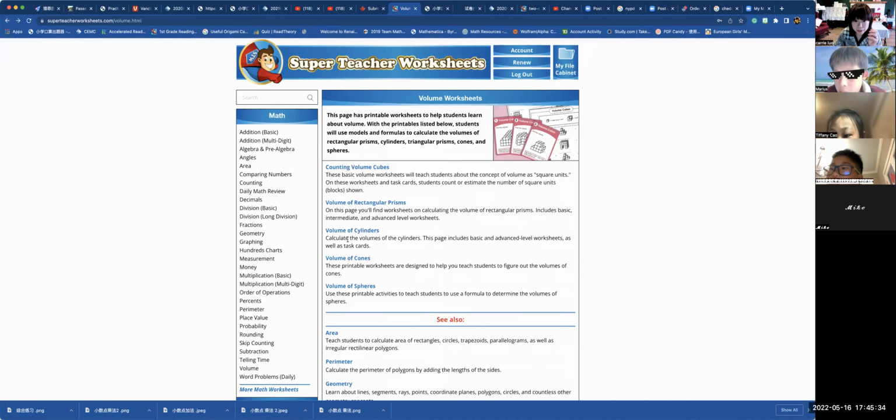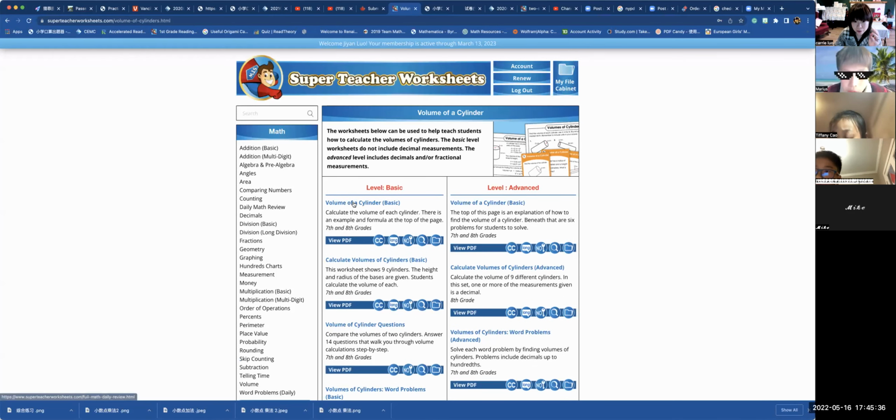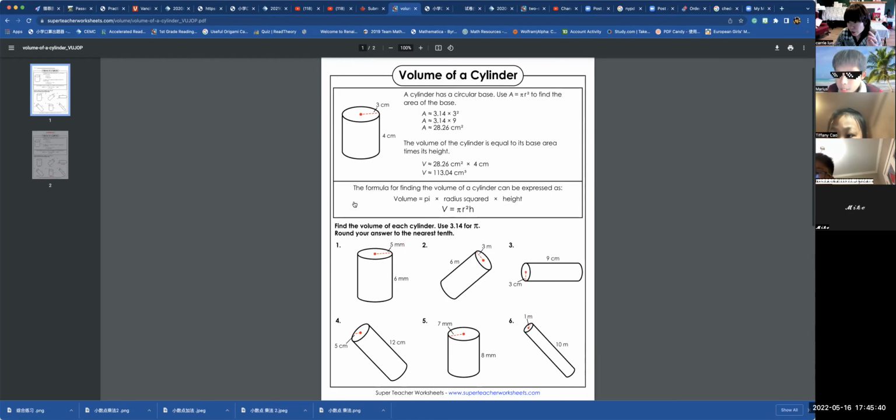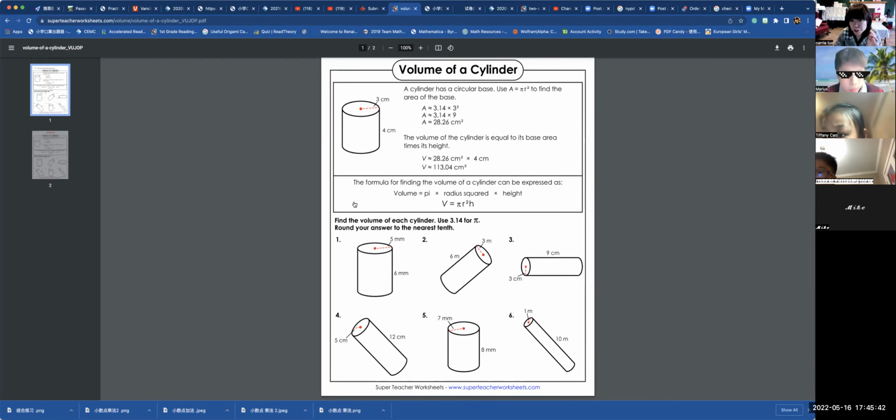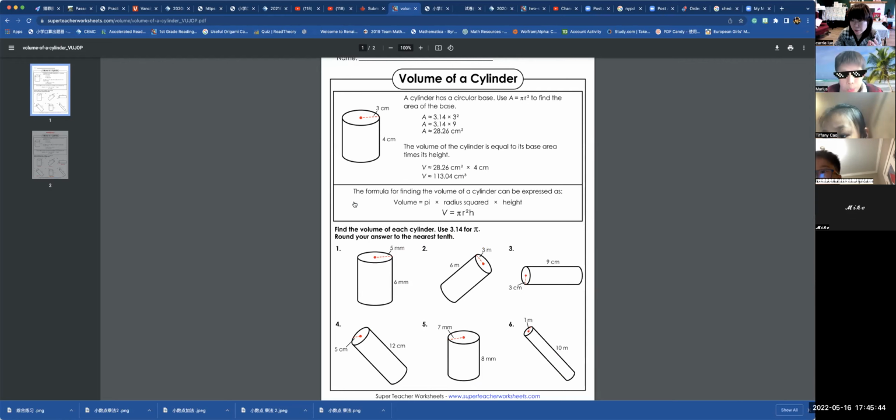So we have learned how to do the rectangular prism, but how about the cylinder? The cylinder is actually the most popular shape when we're talking about volume. Why? Because look at the, Tiffany, your dad must drink Coca-Cola, right? Zero Coke, yes. So what is the shape of a Zero Coke can? It is a cylinder, correct, Morris?